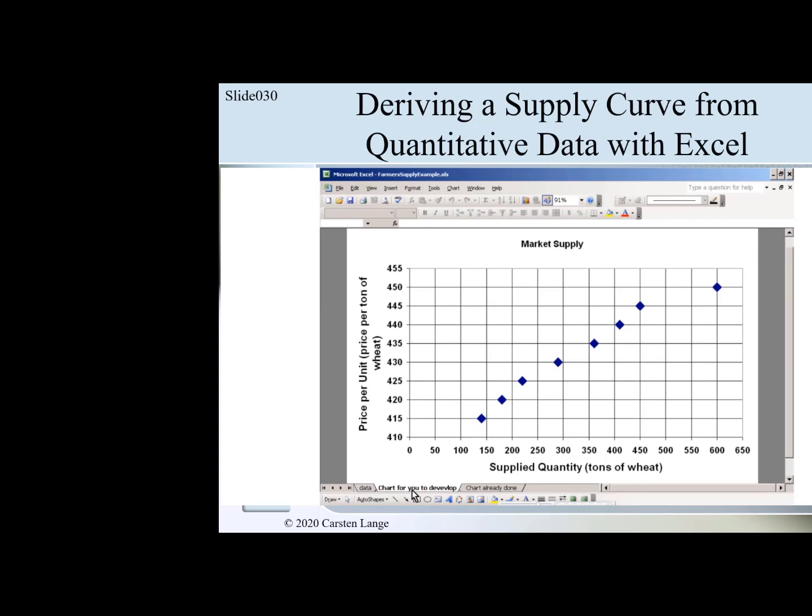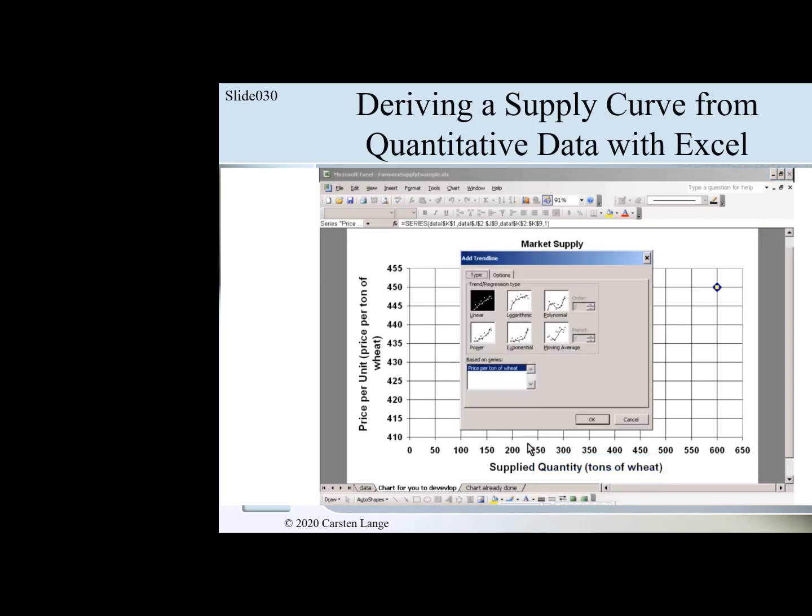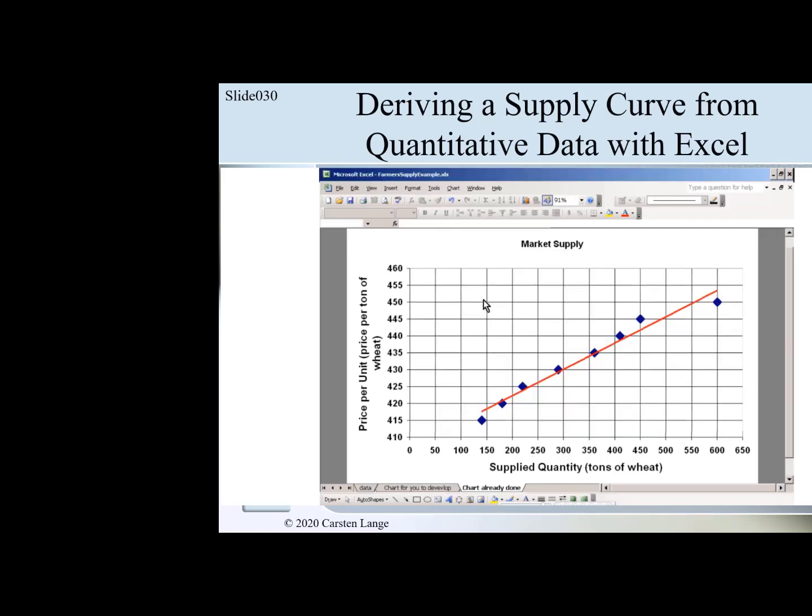Here you see a scatter diagram for the supply schedule. Click with the mouse on one of the data points and right click, and the chart menu window will open. There you select the Add Trend Line item. Since we would like to have a linear supply curve, select the linear radio button. The result is a linear line which represents the supply curve.